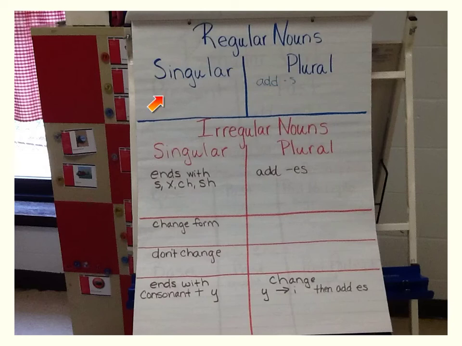First of all, singular nouns normally are one noun. Plural nouns mean more than one. And our normal, regular way to change those is we take the singular one noun and we add an S to make it plural. But there's lots of different other ways that we irregularly change from singular to plural. Sometimes we add ES, sometimes we change the word completely, sometimes we don't change it, and sometimes we change the Y to I and then add ES.